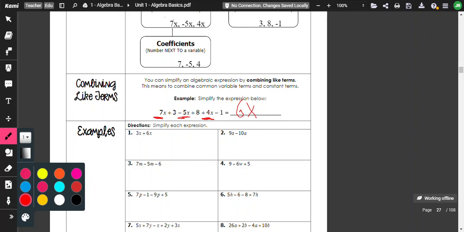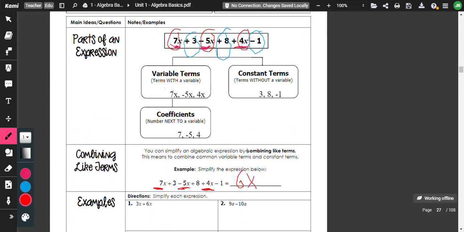Then the next question is, how many constants do we have? And remember, the constants are the numbers that don't have any x's. I'll write those in blue. Here we have 3 plus 8, which is 11. And then we subtracted 1, which is 10.